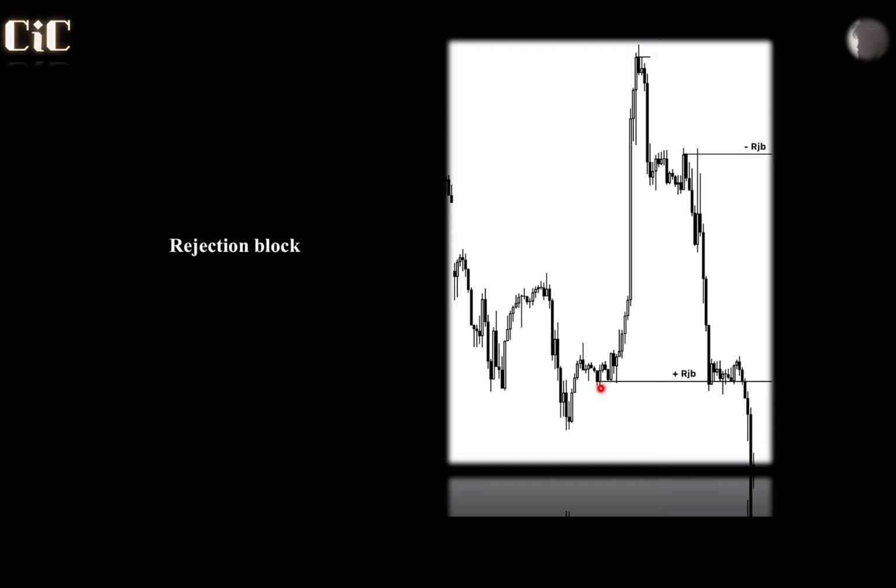So retail and dumb money turtle soup traders, they think, you know what, I'm going to wait for this low to get taken. But no, the body is enough. They take the body and they rally.